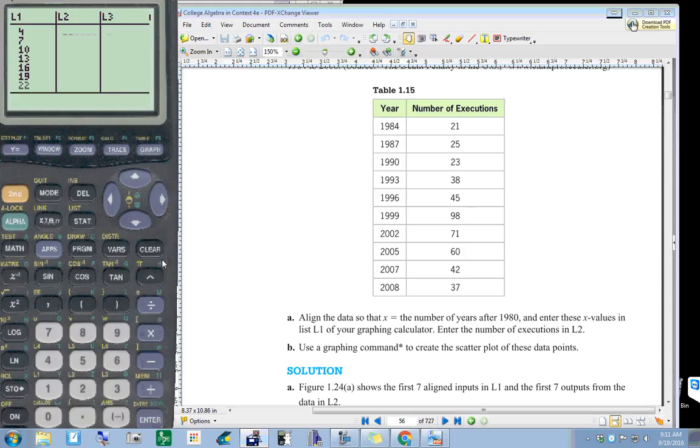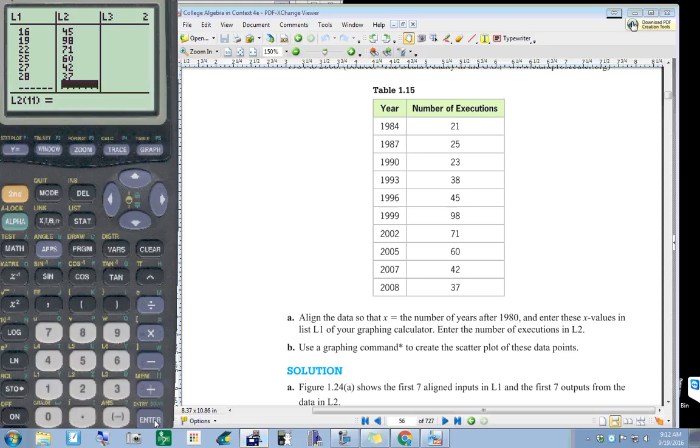Arrow key over to the right, L2. So now we can put in this data. We don't have to edit that, do we? Or adjust it. So it's just going to be 21, 25, 3, 38, why did I do these? 45, 98, 71, 60, 42, 37. Okay. So I got all the data typed in.